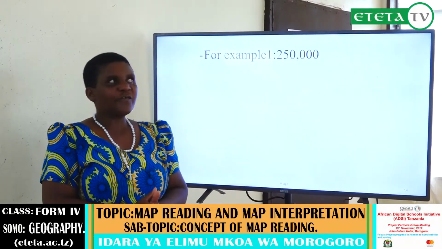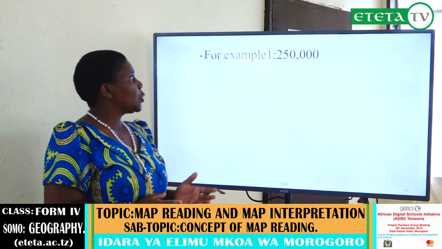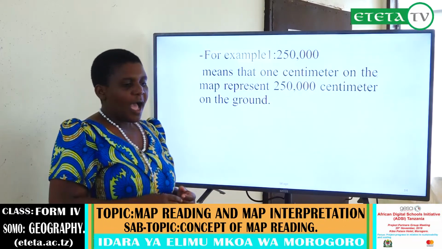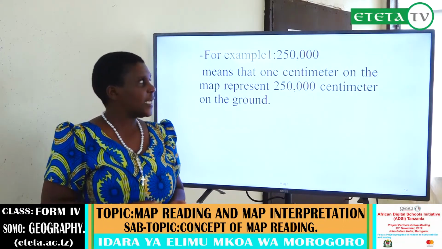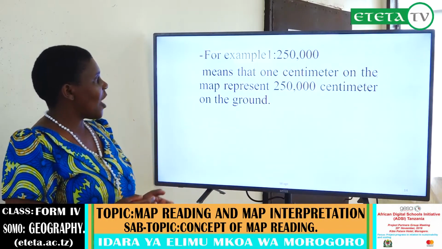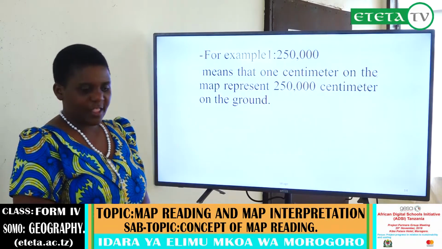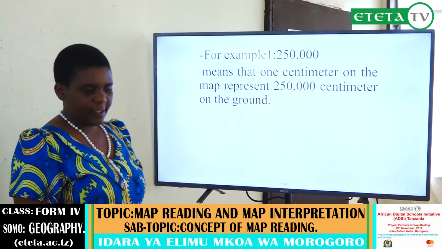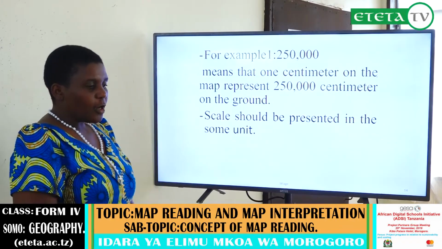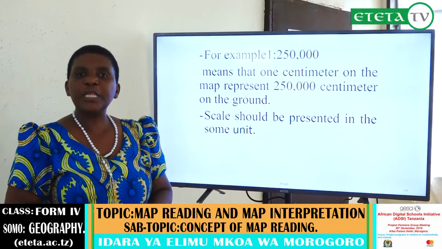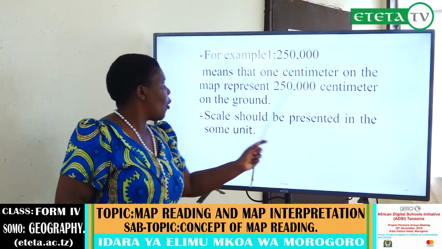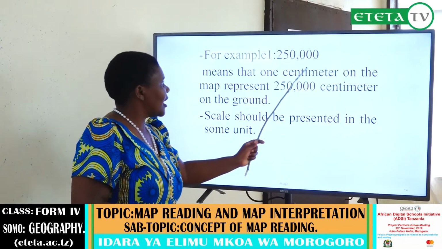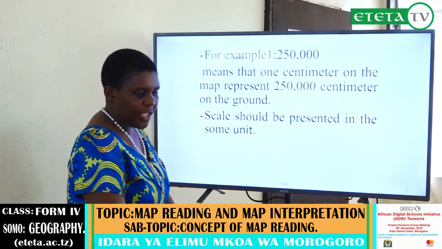For example, you may have a scale indicating 1:100,000, which means that 1 centimeter on a map represents 100,000 centimeters on the ground. This is the meaning. Therefore, this one is the map distance and this one is the actual or ground distance. Scale should be presented in the same unit. That's why here I said that 1 centimeter on the map represents 100,000 centimeters on the ground. It means the centimeters are the unit, presented in the same unit.